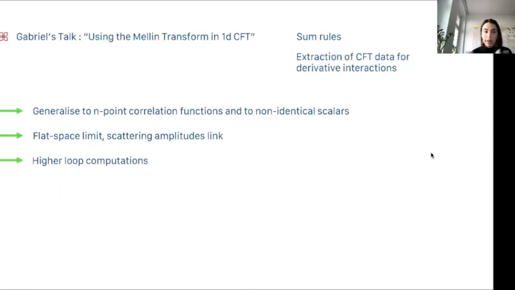We would like to generalize it to n-point correlation functions and non-identical scalars. But we would also like to explore more this flat space limit, and so the link with the scattering amplitudes, and also to try to compute higher loops, not only tree level.